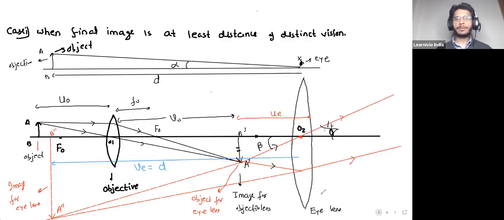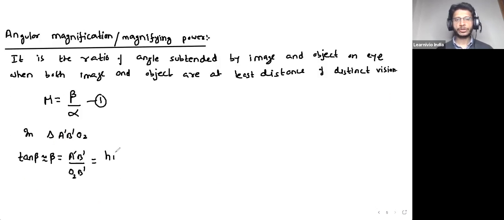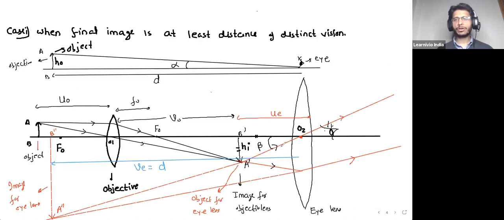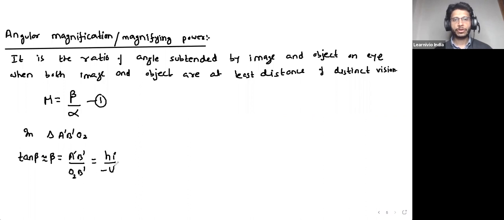And what is A prime B prime? That is the height of the image for the objective lens. I'm calling this HI and I'm calling this HO. So this is the height of the image. And how much is O2 B prime? How much is the distance from O2 to B prime? That is UE. If I take sign convention, then that would be plus UE or minus UE. Minus UE, yeah.